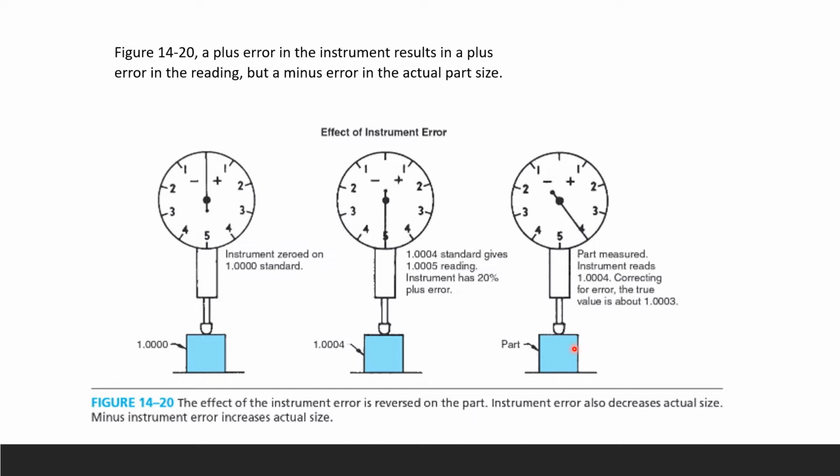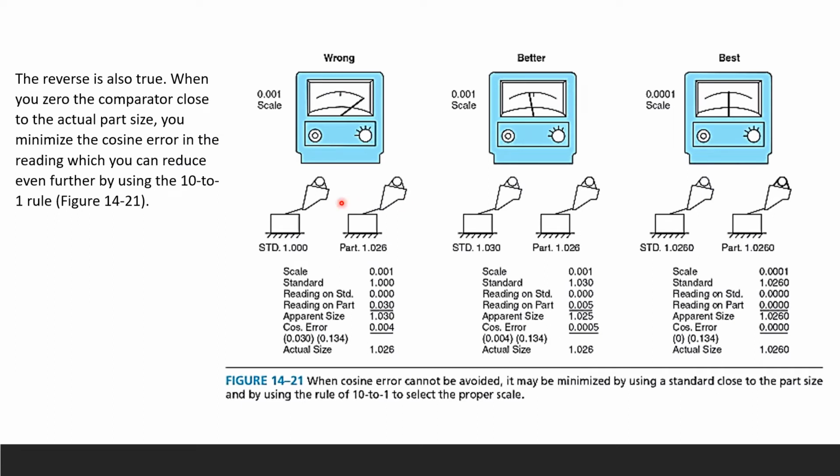Now we're going to measure our part. So the instrument is going to read 1.004. Correcting for error, the true value is 1.003, because the instrument is reading 1.004. Here we already understand that if we measure the standard 1.004, the reading is 1.005. Therefore, you're going to take 1 unit out in order for us to get the correct reading. Okay. So the reverse is also true.